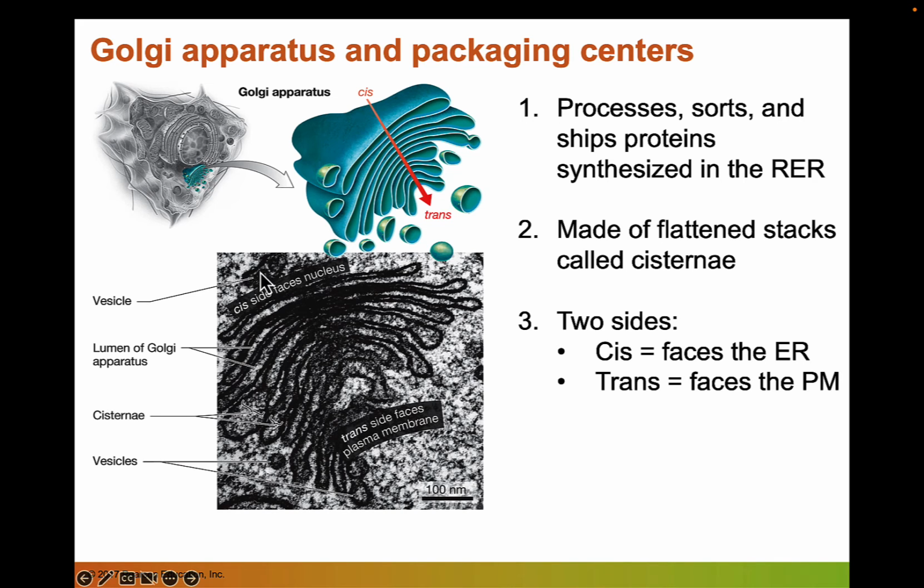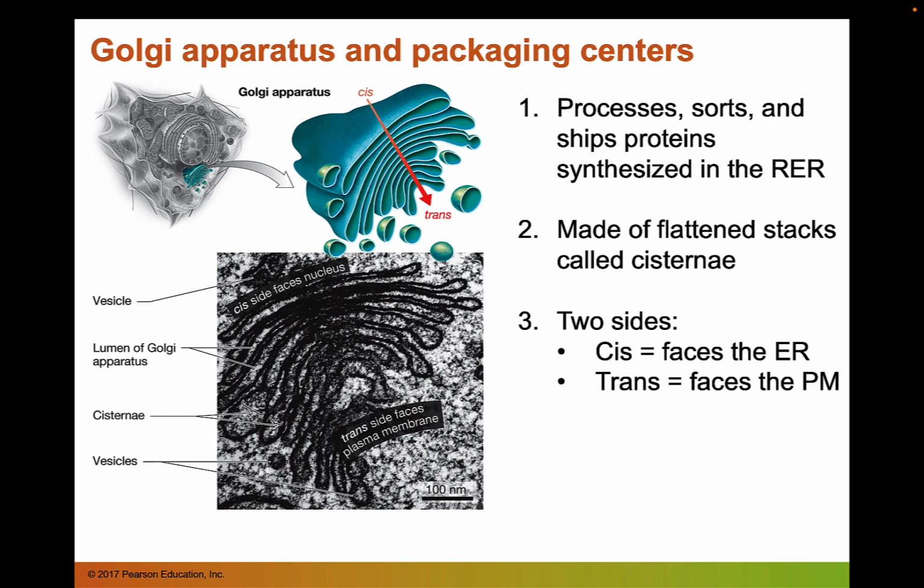And this side here, this is the side that faces the nucleus and the rough endoplasmic reticulum, and this is where proteins that need to be processed and sorted and shipped away are going to enter into the Golgi apparatus. And then they're going to move through this Golgi apparatus to the trans side and then basically be shipped away either to other organelles or to the plasma membrane or secreted.